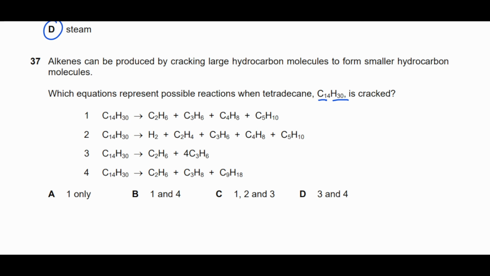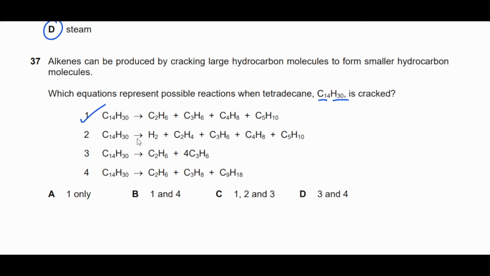In this case, let's see. In equation 1, there's 14 carbons. So 2 plus 3 plus 4 plus 5, that is 14. That's correct. Now the hydrogen: 6 plus 6, 12, 12 plus 8, 20, 20 plus 10, 30. So therefore, this is possible.